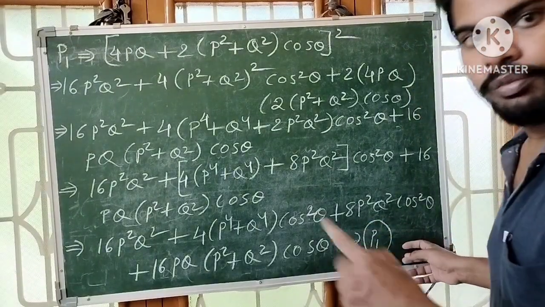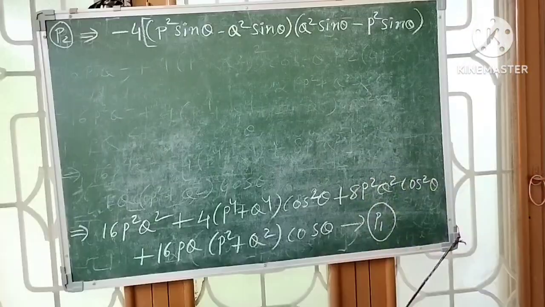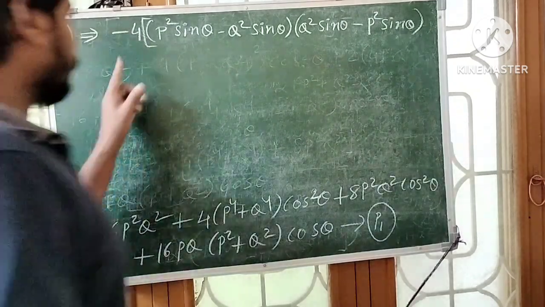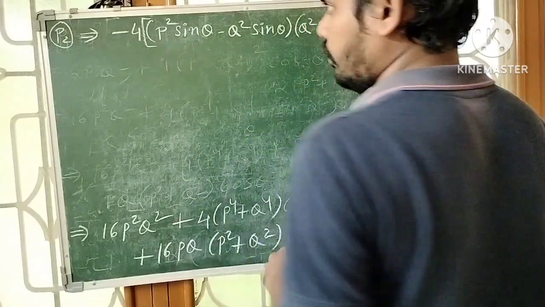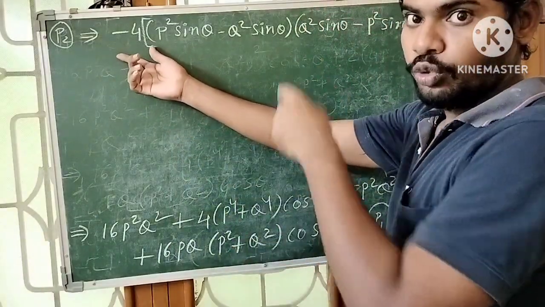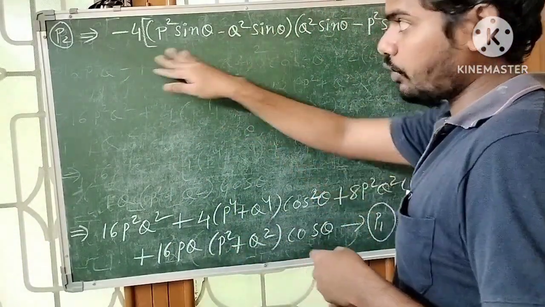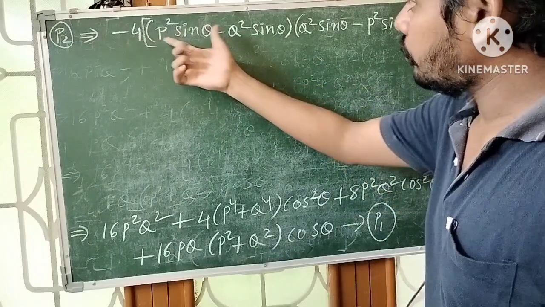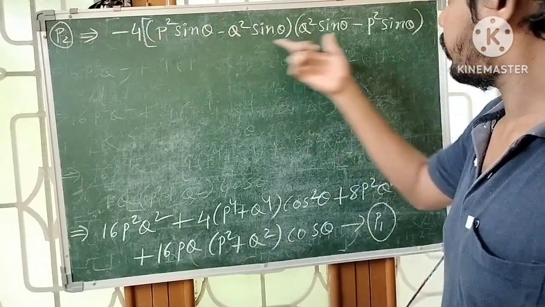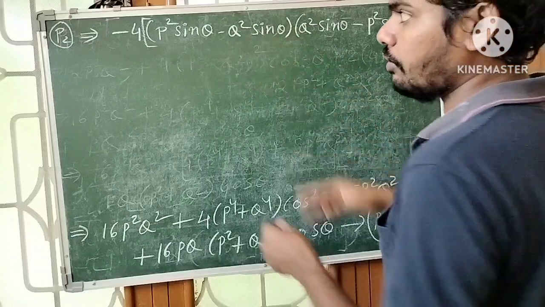Now we need to simplify part 2 also. So this is part 2 expression. Part 2 expression means minus 4ac. So this is minus 4ac term, so minus 4a and c, coefficient of x square and constant term. So we have to simplify part 2 also.